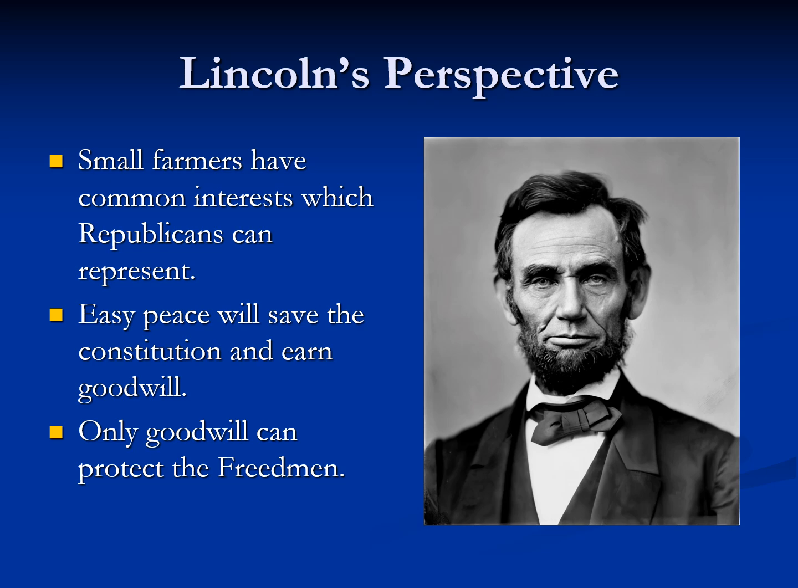And to do that, he understood that he's going to need white Southerners on board for this. You have to get them to voluntarily participate. You can't force this down their throat. So he wants an easy peace. Hard war, easy peace. He told his generals, once they surrender, treat them gently. The whole point of the 10% plan had been an easy transition back into the Union. He's trying to build goodwill, and he's hoping that that goodwill can protect the freedmen.